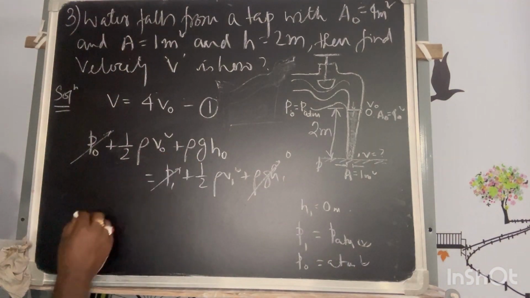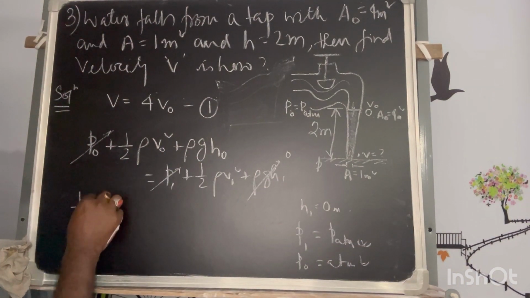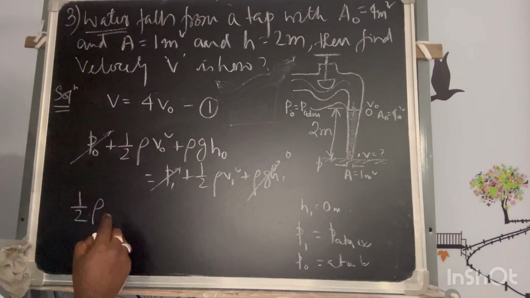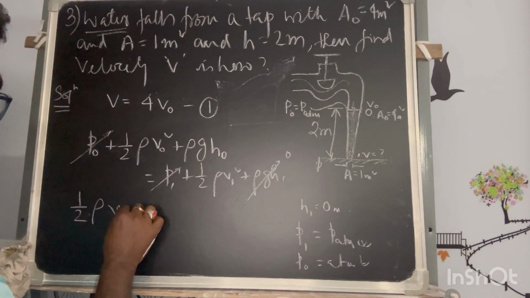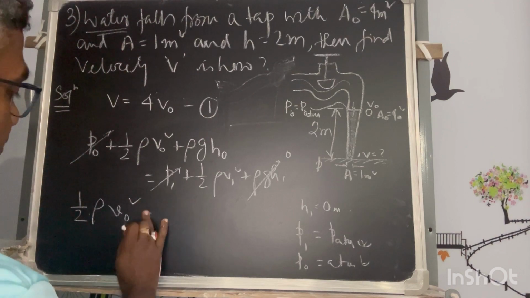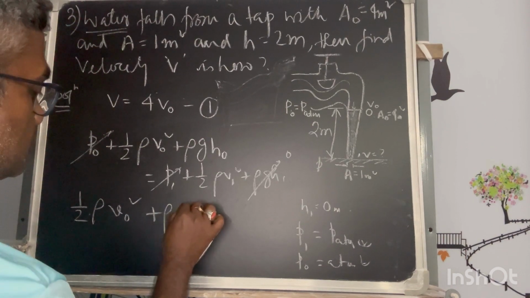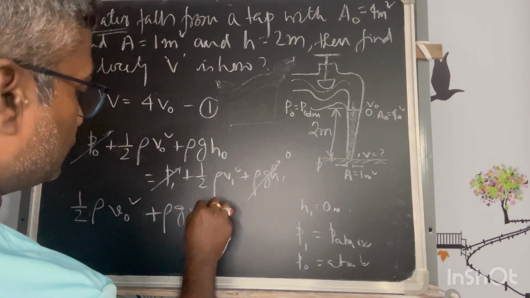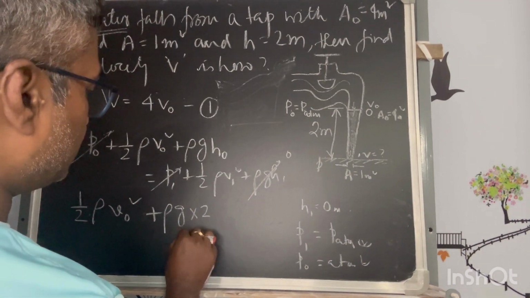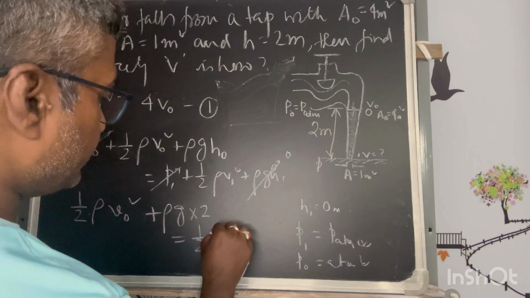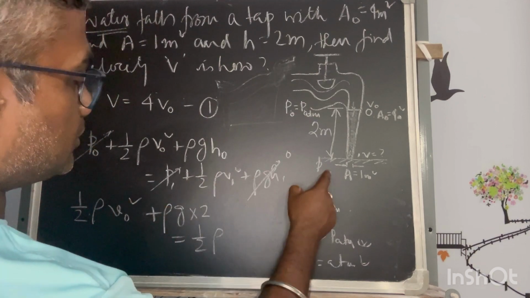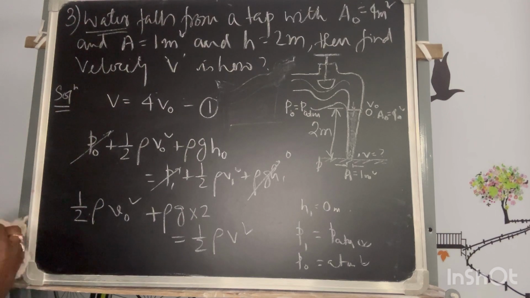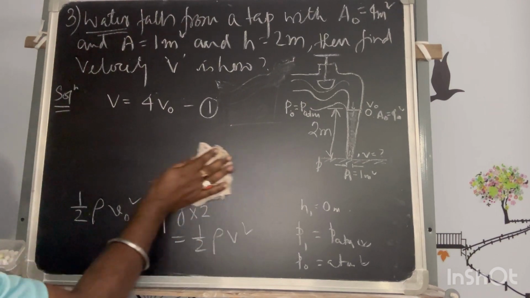So what else is remaining? Half rho, because this is water, so rho you know, V0 square, plus rho G H0, that is 2 meter into 2, is equal to half into rho into V1 square. So V1 square is V square and the remaining is out of the scene. So this you can rub.